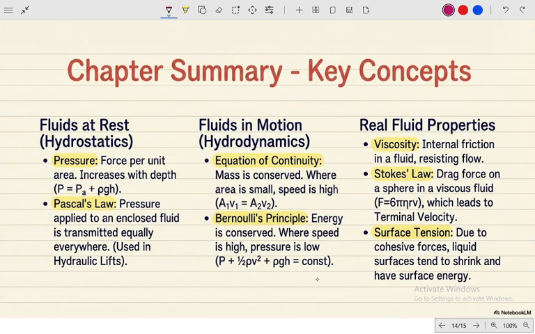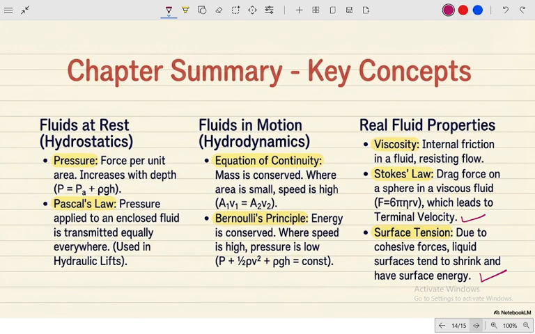Real fluid properties. Viscosity: internal friction in a fluid resisting flow. Stokes' law: drag force on a sphere in a viscous fluid is F equal to 6 pi eta rV, which leads to terminal velocity. Surface tension: due to cohesive forces, liquid surfaces tend to shrink and have surface energy.